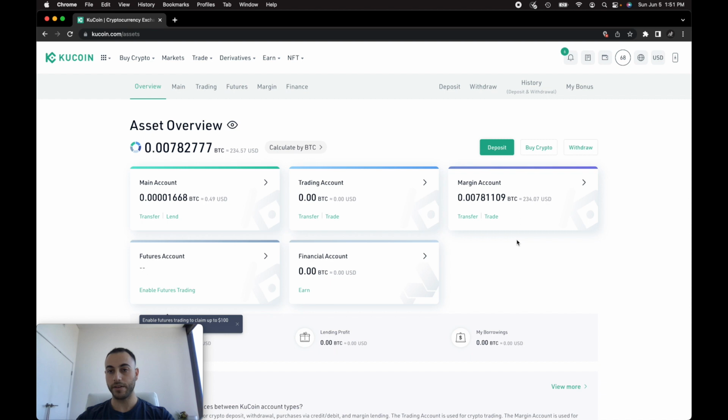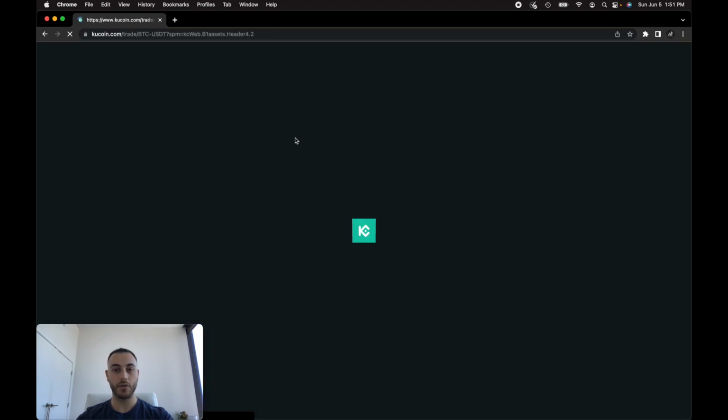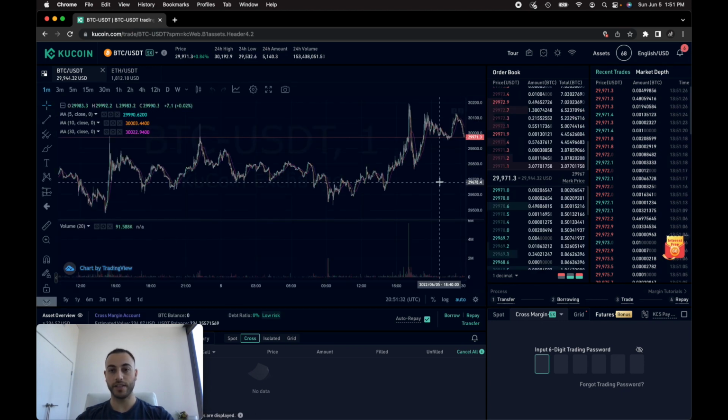Margin accounts also allow you to do leverage trading. Leverage trading means that you can borrow, depending on the leverage, a multiple of how much you currently have in your account. For this specific video, I only transferred about $250 after fees and everything. I got about $234 in my margin account. Now let's go ahead and go into the margin trading, where now I can begin applying the short position that I would like to apply.